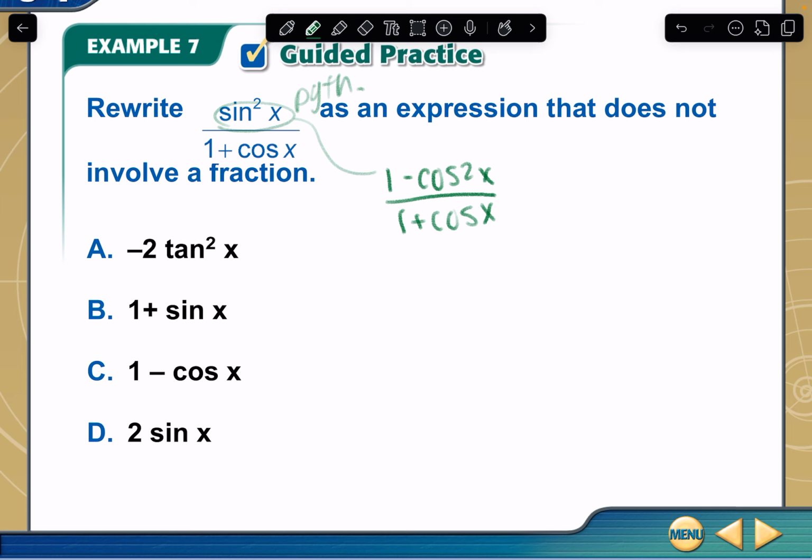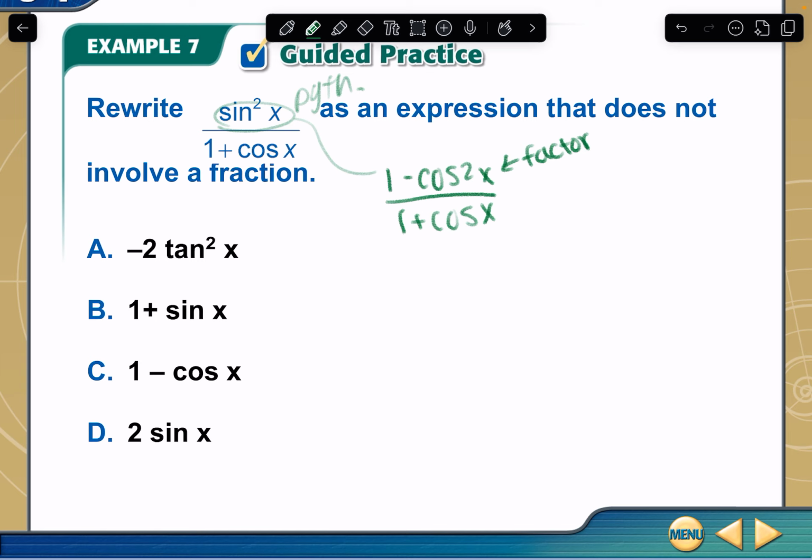Now, looking at your top and bottom, please remember, in order to cancel stuff out, they have to be exactly the same. Meaning, I have a 1 minus cosine squared and a 1 plus cosine squared. They are different operations. I cannot just cancel them. Yes, that would be very easy. However, not how that works. But this top part, I can factor. The reason I know I can factor it is I can take the square root of 1, which is just 1, and I can take the square root of cosine squared.